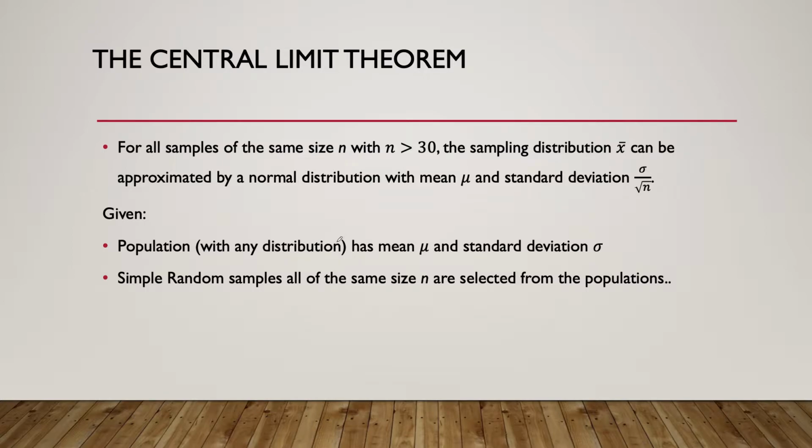So given a population with any distribution has mean, mu, and standard deviation sigma, simple random samples all of the same size n are selected from the population. It should be noted that it does not matter what type of distribution. It doesn't matter the underlying distribution itself. For any distribution, as long as the sample size is greater than 30, the distribution will be approximately normal. Now, with that being said, if it's highly skewed, you might need a bigger sample size, but that's outside the confines of this video.